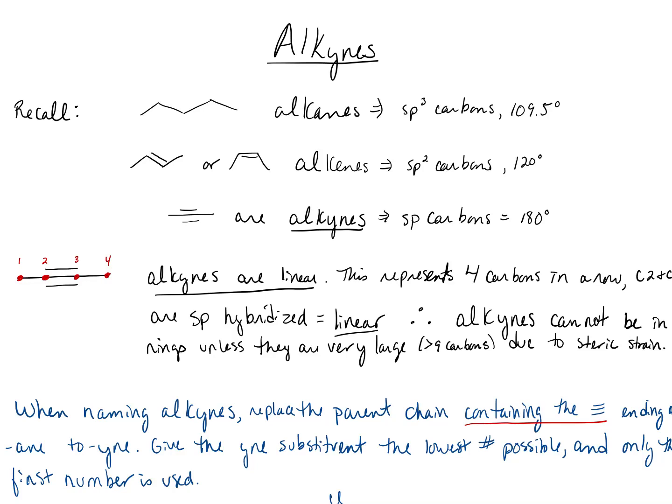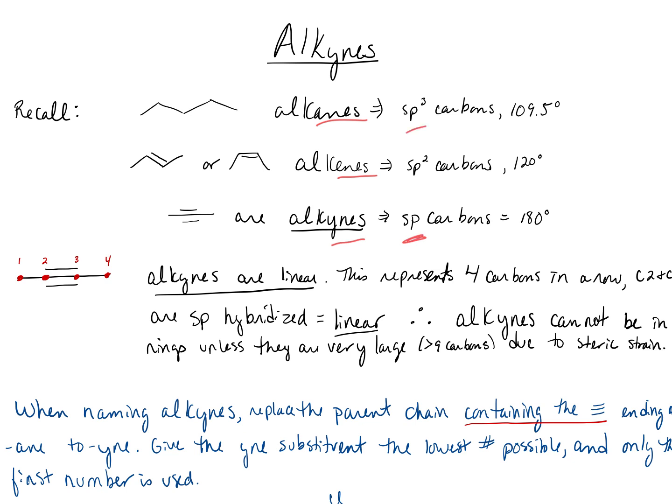So now it's time for us to discuss alkynes. Alkynes end in -yne, just the same way that alkanes ended in -ane and alkenes ended in -ene. So now what we say is alkynes are -yne. Keep in mind that when we're dealing with alkynes, we're dealing with sp carbons.